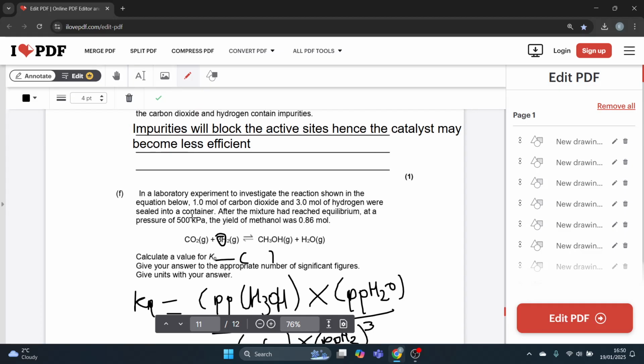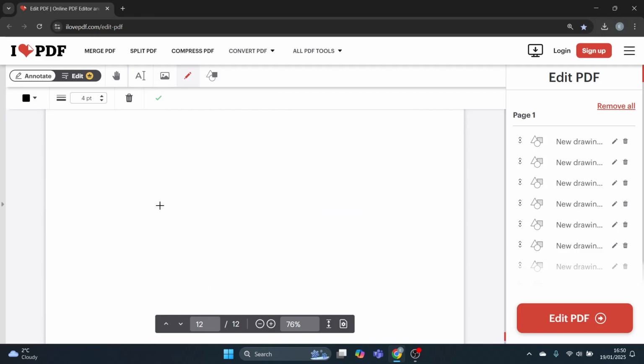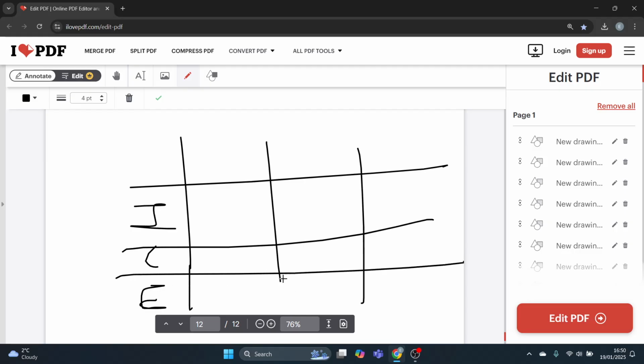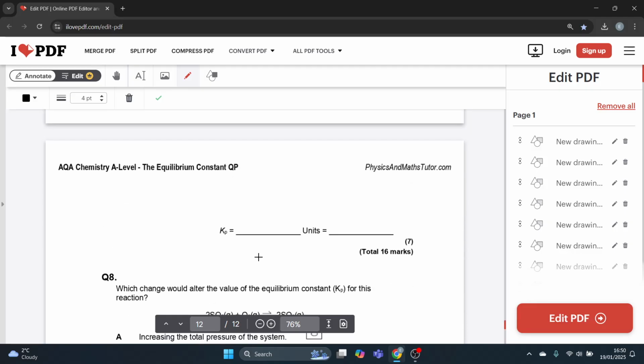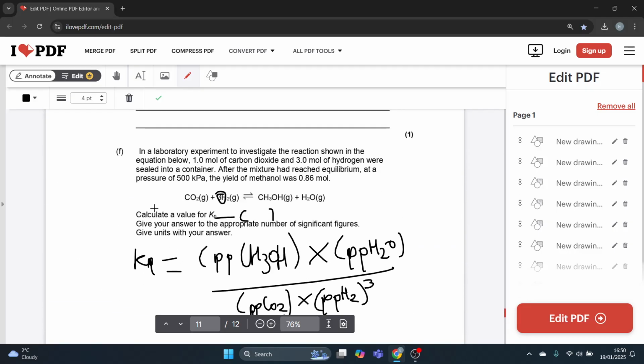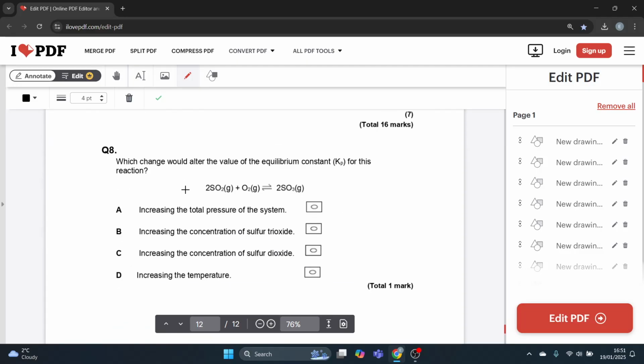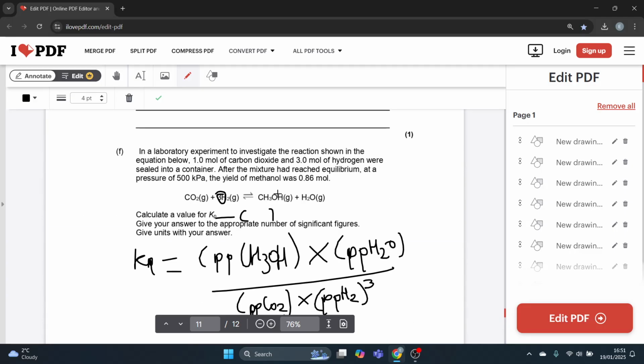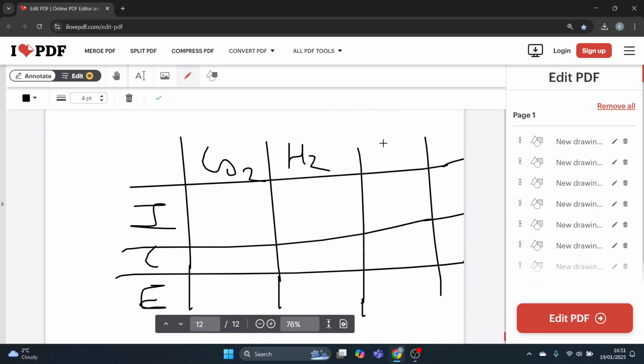So now I need to find out the equilibrium moles. So what I'm going to do here is find out the equilibrium moles. ICE, this is the method I always use. I saw some YouTuber go through it. I can't remember properly who it was, but it's somebody who goes through walkthroughs. Very useful. So, I've got carbon dioxide, I've got hydrogen, I've got methanol, and I've got water.